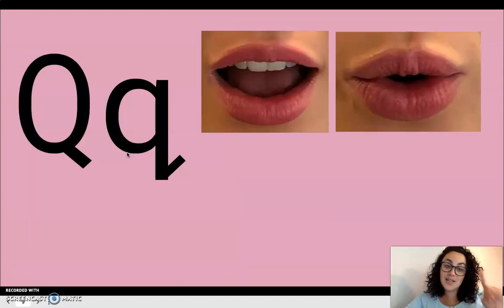All right, now it's going to get crazy because Q, by itself, it doesn't actually make a sound. It always has a friend, which I'll show you soon. But the sound that Q and its friend U represent is Q. So it's kind of like two sounds together. I hear the k sound, like a K or like a C can represent those sounds. And then the sound that W can represent, which is W. So when I put them really fast together, it sounds like this. Q.